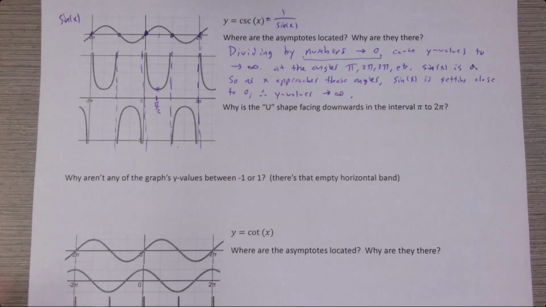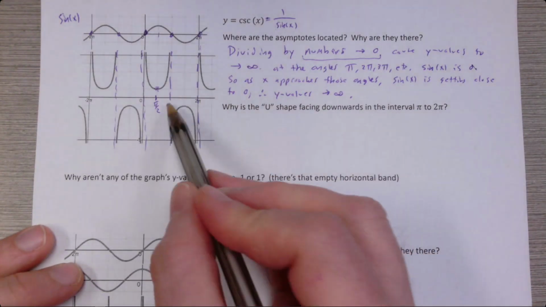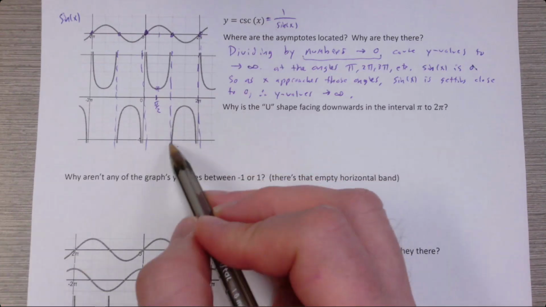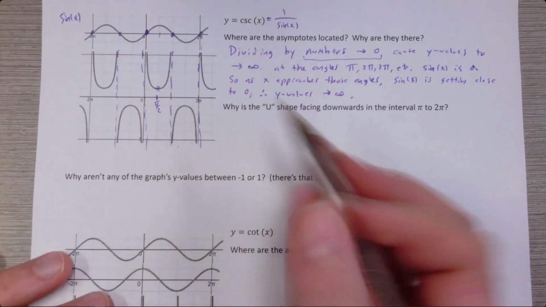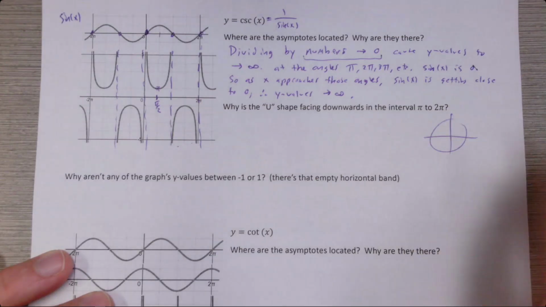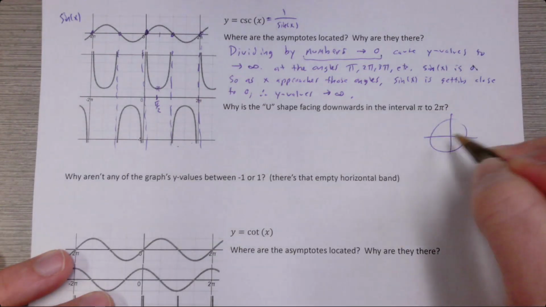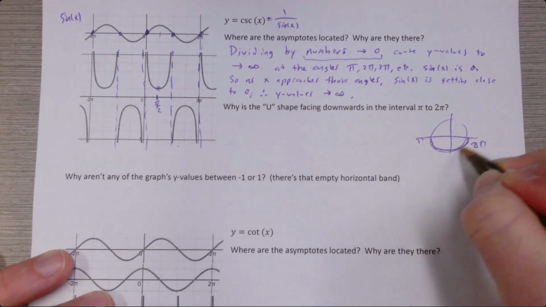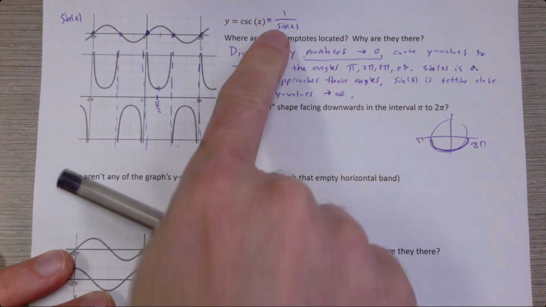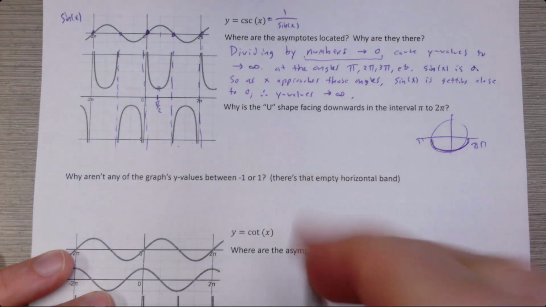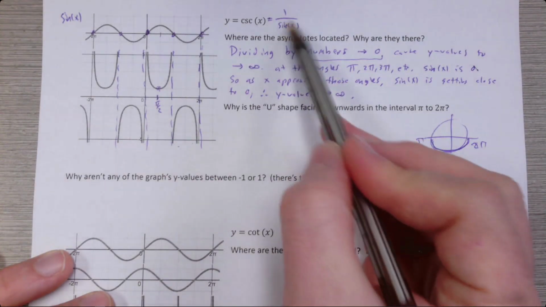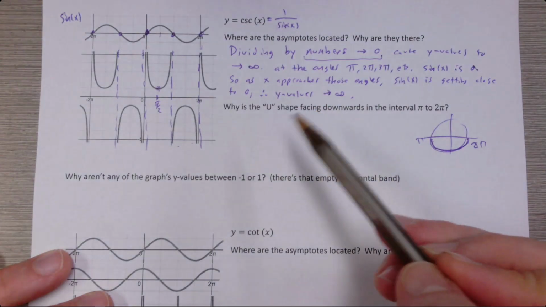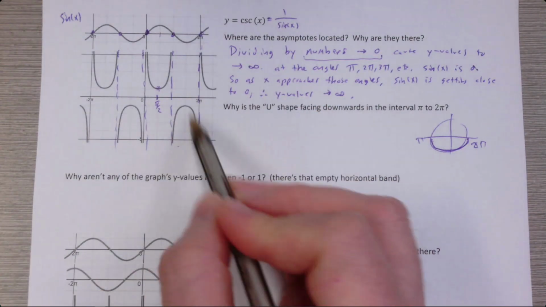Why is the U-shape facing downwards between pi and 2 pi? One easy way to answer this is all of these y values are negative, and you can see why that would have to be true. In the interval between pi and 2 pi, that's talking about all these angles down there, the sine function is negative for all of those angles. So that means that 1 divided by a negative number is negative. So that means cosecant also is negative. And that's why all of the y values have to be negative.